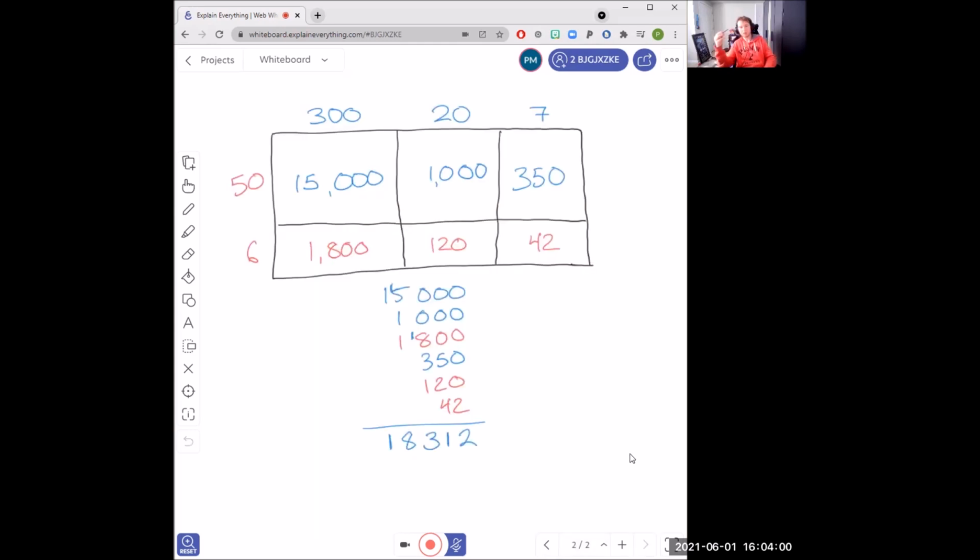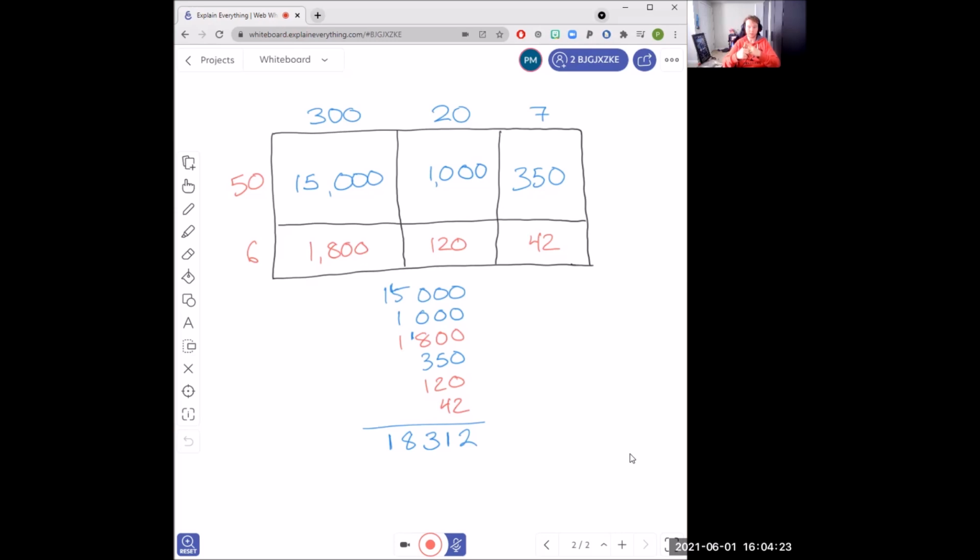Now, some of you are going to look at this and say, yeah, it's more work. Which arguably it is. You have to draw a rectangle for the setup. Well, you don't really have to. And you have to add everything up at the end rather than adding up 2 numbers. Here are the reasons that I like this method though.